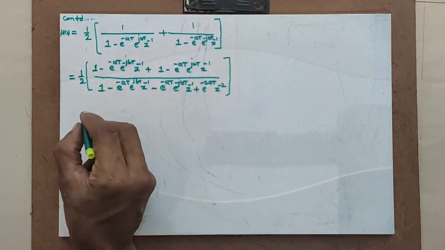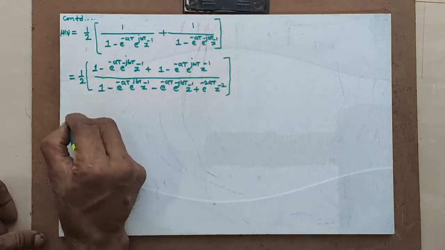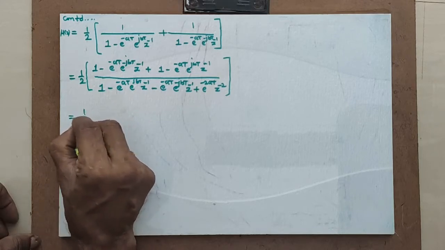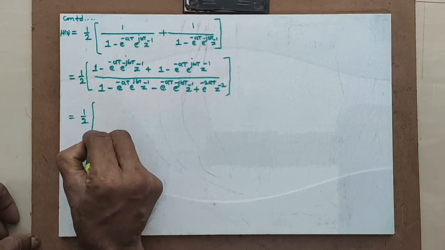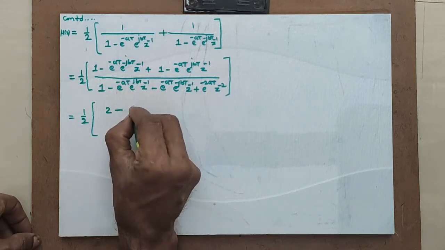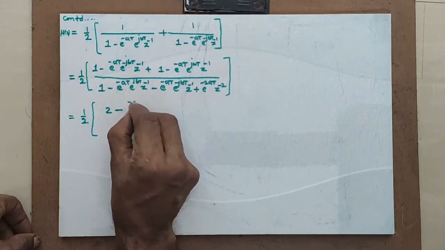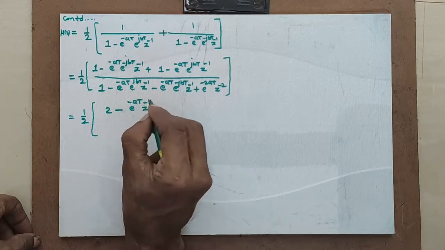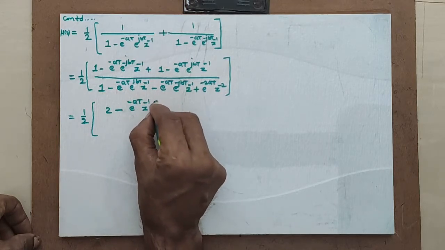Now, some common terms I will keep outside. Half, 1 plus 1 is 2, minus e raised to minus at, and z raised to minus 1 is common, I will keep outside.